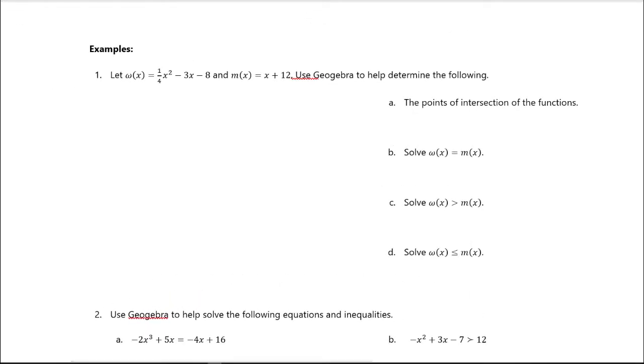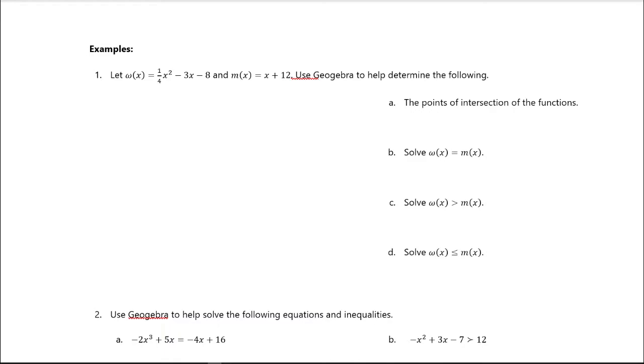So we've got these two functions here in this first example. We have w of x equals 1/4 x squared minus 3x minus 8, and we have the function m of x equals x plus 12. We're going to use Geogebra to help us determine the following questions. First, we want to find the points of intersection of the two functions. We're going to solve w of x equals m of x. We're going to solve w of x is greater than m of x. And we're going to solve w of x is less than or equal to m of x.